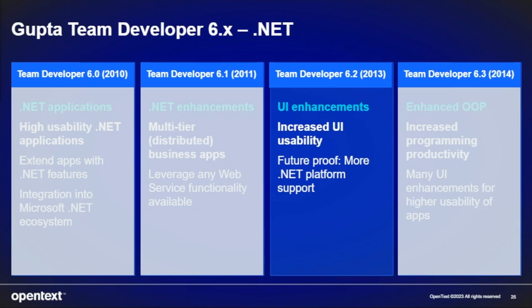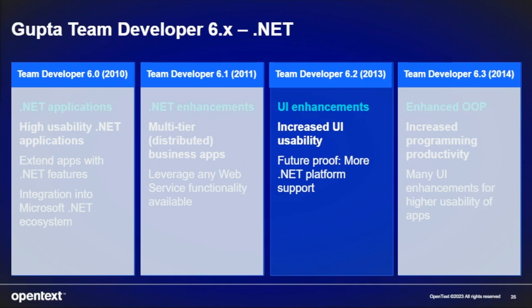Then moving to Team Developer 6.2 in 2013, many UI enhancements, increased usability. So you can see that UI is one of the major themes that have been enhanced in Team Developer during the years, just to be nicer to the user, in fact. So not only presenting the data in a nicer format or presenting the work interface in a nicer way, but also increasing productivity for the user, because with fewer clicks, more information can be displayed, and decisions can be made quicker, and work task plans can be completed quicker.